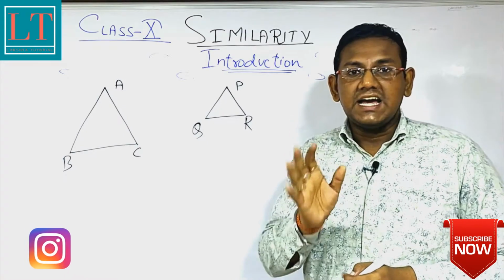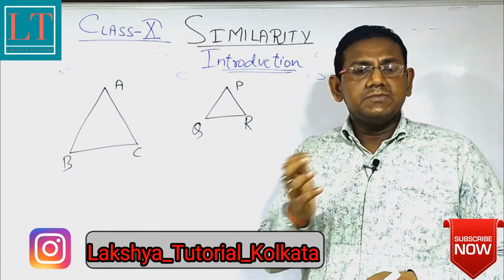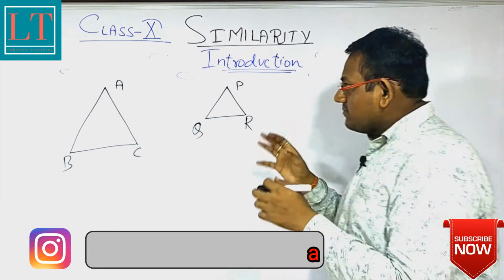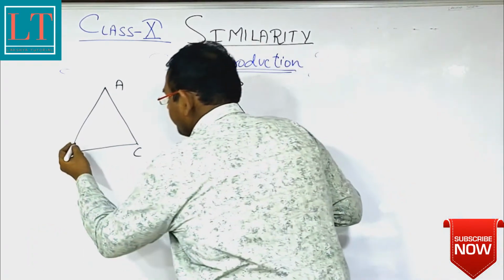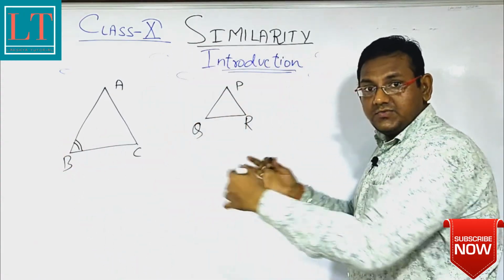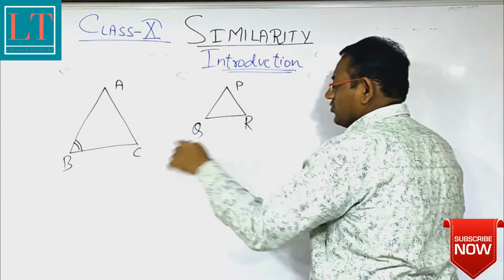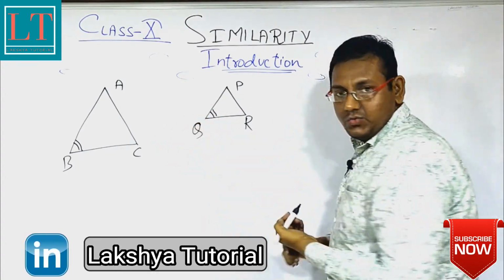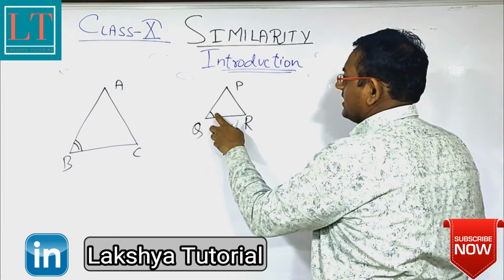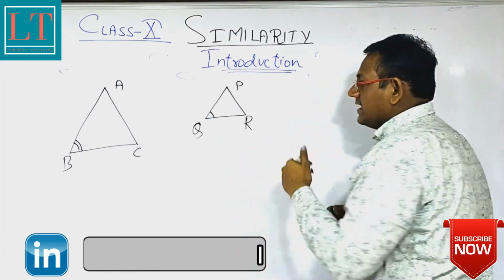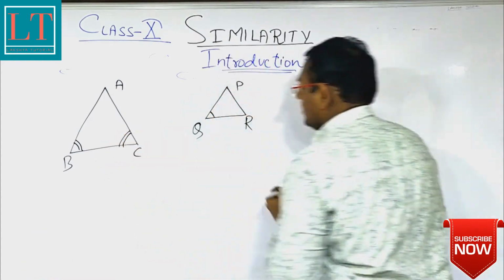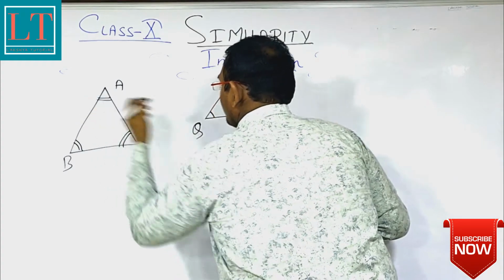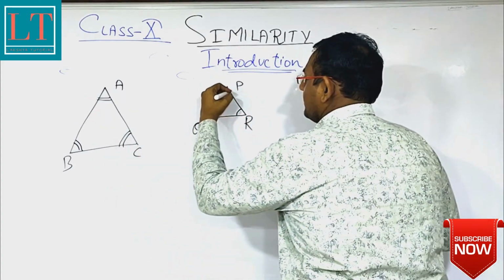So we say that two triangles are said to be similar if they have the same shape but not necessarily the same size. Now what does that mean? Same shape but not necessarily the same size. Same shape means that the angle B in the first triangle, triangle ABC, should be equal to angle Q in the second triangle. Similarly, the angle C should be equal to the angle R, and the angle A should be equal to the angle P.